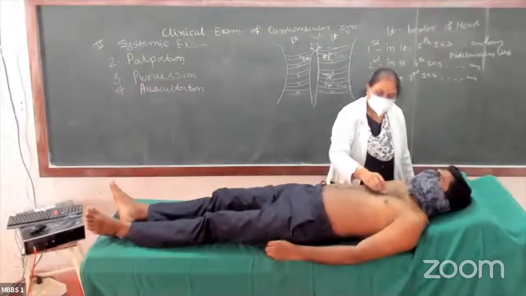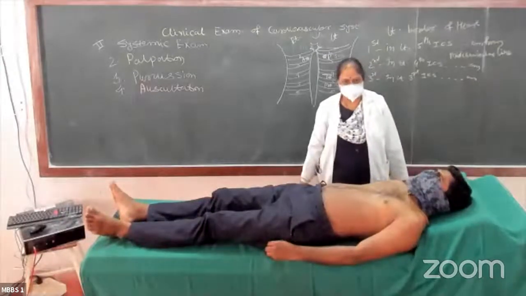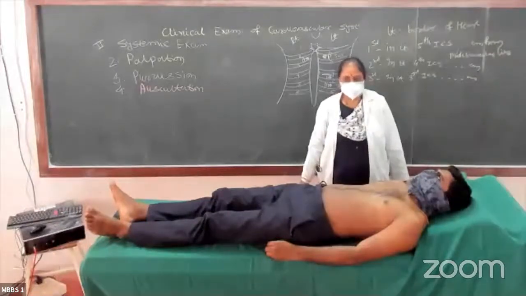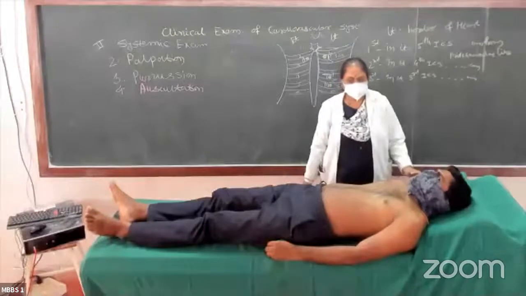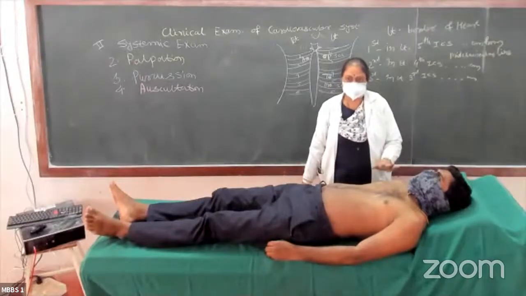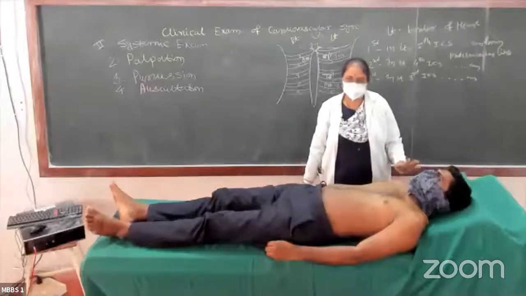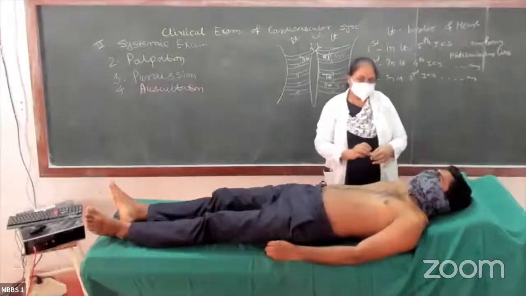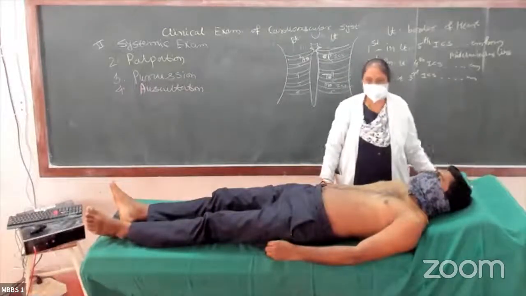By joining these 3 points, you get the left border of the heart. 5th intercostal, 4th intercostal, and the 3rd intercostal space. You get the 3 points there. Join these 3 points. This is the left border of the heart. Then demarcation of the right border of the heart.